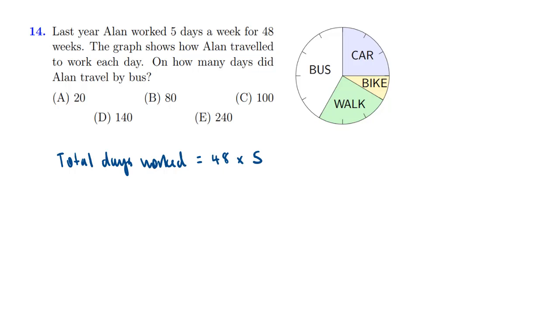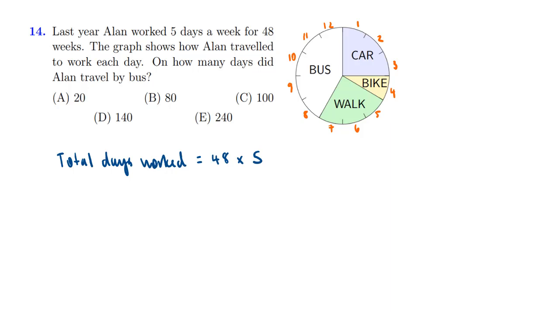Now, what does this graph show us? This graph is called a pie graph, and we can see that it's broken into different sections showing what proportions or what fractions of the week or of the days he used each of these modes of transport. So let's see how they have divided up the pie graph. We can count that there are 1, 2, 3, 4, 5, 6, 7, 8, 9, 10, 11, and 12 sections.